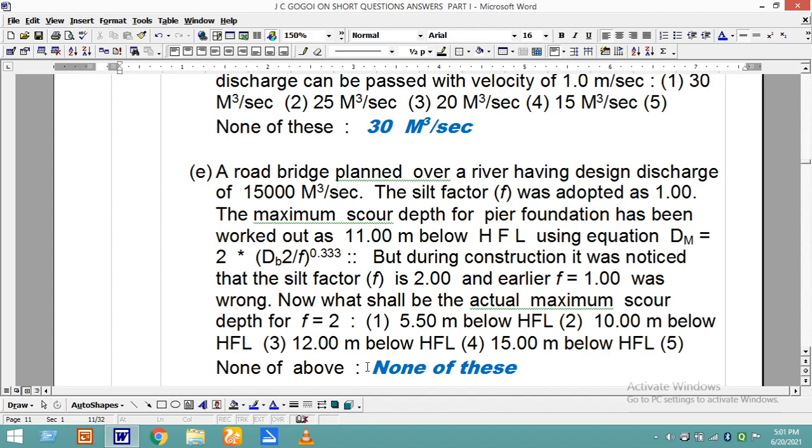None of this. The scour calculation, you see, involves a cube root. This function, Db square divided by f, is under a cube root. So without calculating, we cannot say that instead of 11 it will be 5.5 or 10 or anything. We cannot say exactly. So the answer shall be none of this.